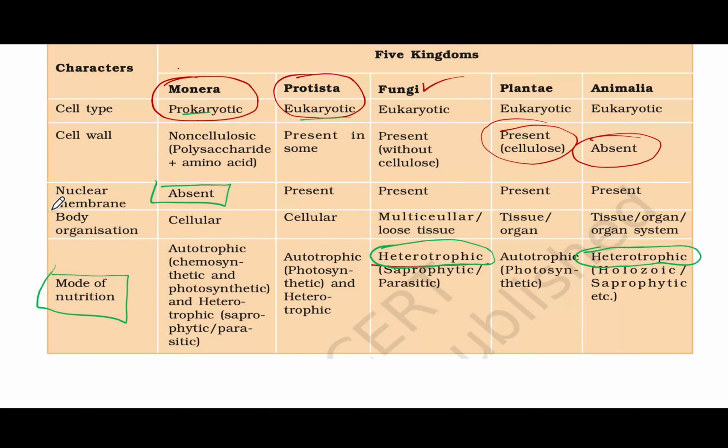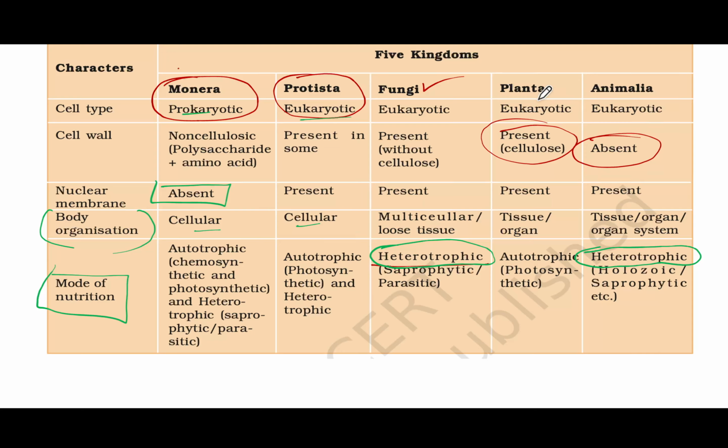If we talk about body organization, it means whether the organisms have a single cell, multiple cells, or tissue. If they have tissue, then they are forming organs, or they are loose tissue, or they are forming organ systems. Organ system means reproductive system, digestive system, respiratory system, like that. So Monera again single cell, so cellular obviously. Protist single cell, so cellular.